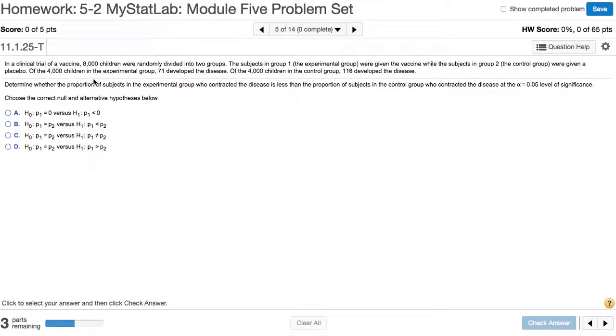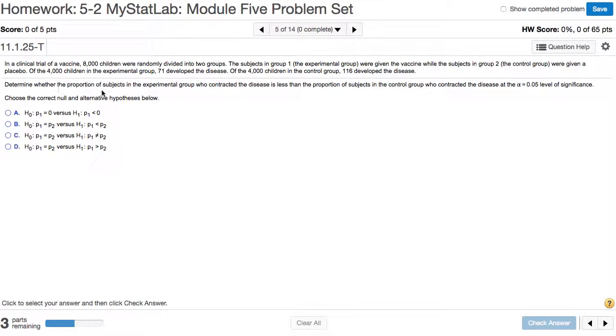And here we have information about a clinical trial of a vaccine, 8,000 children, and then we have the two groups. One's the experimental group, the other one's the control group. The placebo is the control group, and the experimental group is the one that is given some kind of vaccination or something like that.